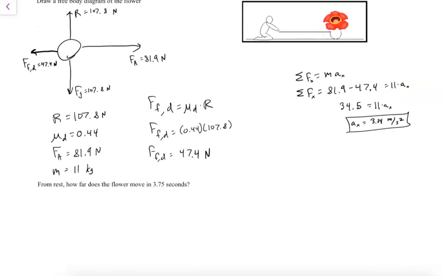Now I could keep on going and say I have my acceleration from rest. How far does the flower move in 3.75 seconds? So I can say, hey, I have my acceleration in my horizontal direction. I'm at rest, so my initial velocity is 0, and I know I have my time. So how far do I go? And you can use motion math to continue down this path.